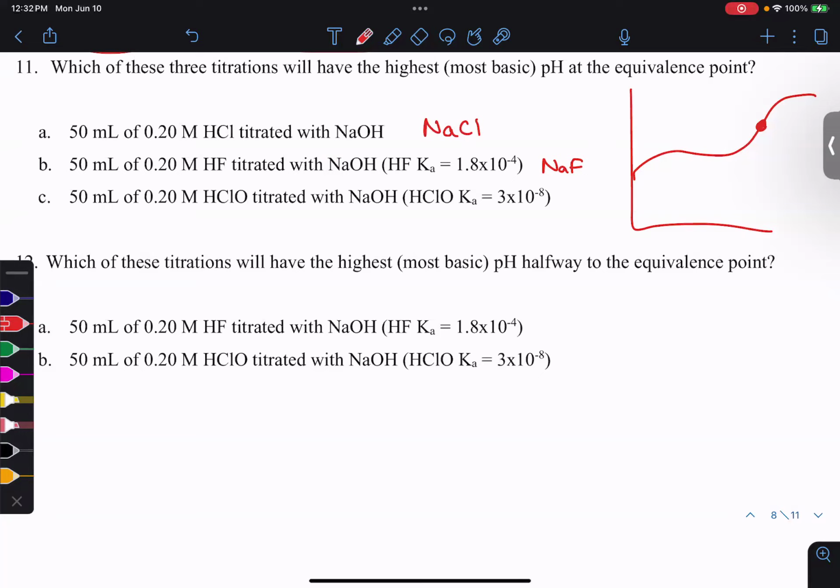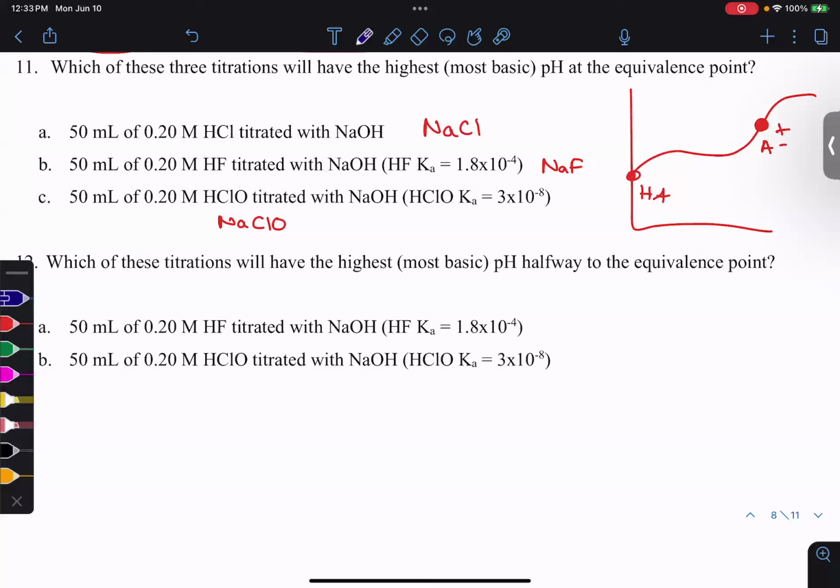Or here, what is your product when you neutralize this weak acid? It is not that acid, it's actually NaClO. So notice that we're not inspecting the acid. We are looking at the conjugate base. That is what's present at your equivalence point. You start with HA, but at your equivalence point, you have A minus. So really, this question is asking which of those conjugate bases is the most basic, right?